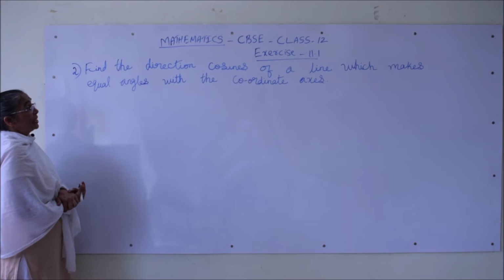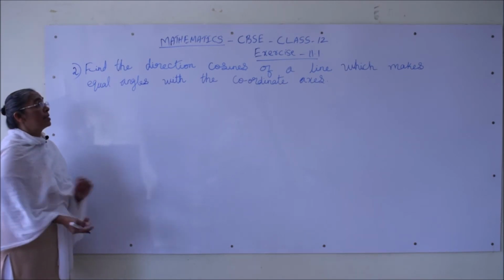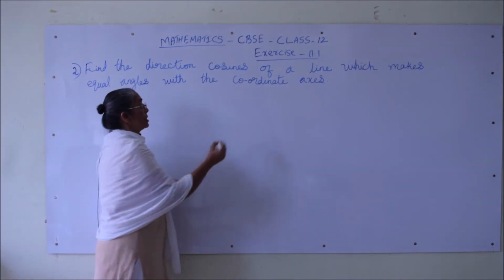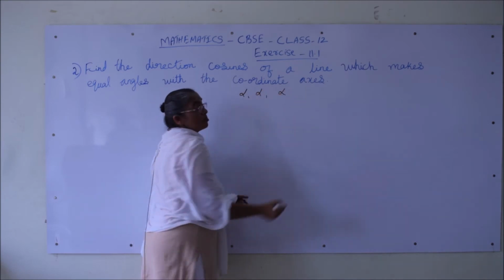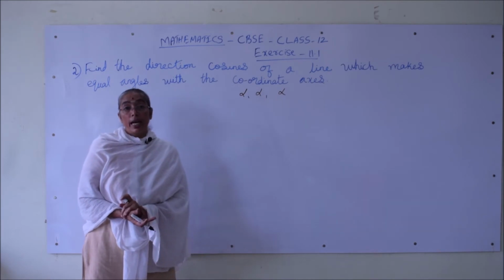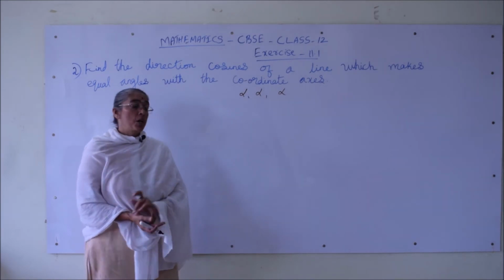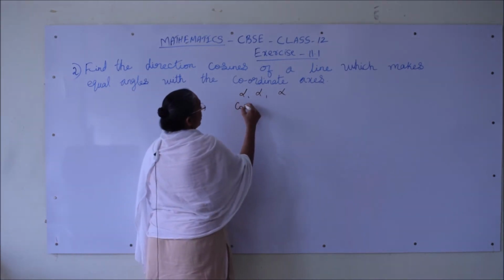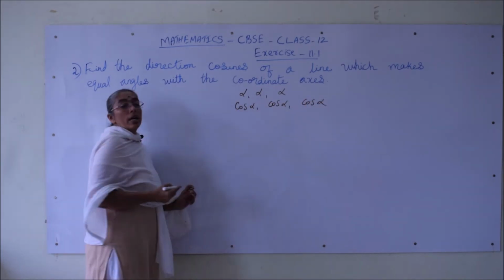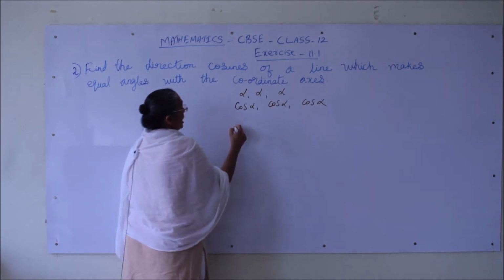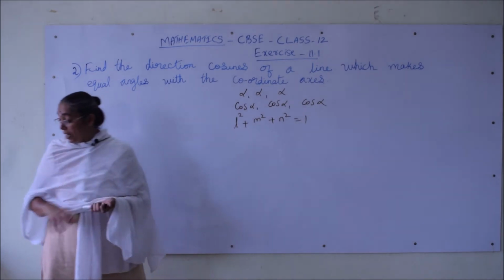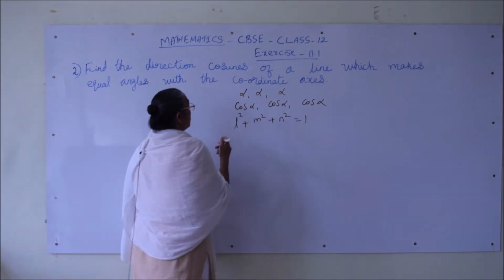Question number 2: find the direction cosines of a line which makes equal angles with the coordinate axis. So, consider the angles made by the line with x, y and z axis as alpha, alpha, alpha. It is given that it is making equal angles. So, what are direction cosines? It is nothing but cos of the angle made by the line with positive direction of x, y, z axis. So, the direction cosines are cos alpha, cos alpha, cos alpha, and if L, M, N are direction cosines, you know the relation between the direction cosines very well as L square plus M square plus N square is equal to 1. This derivation we have done in the proof.